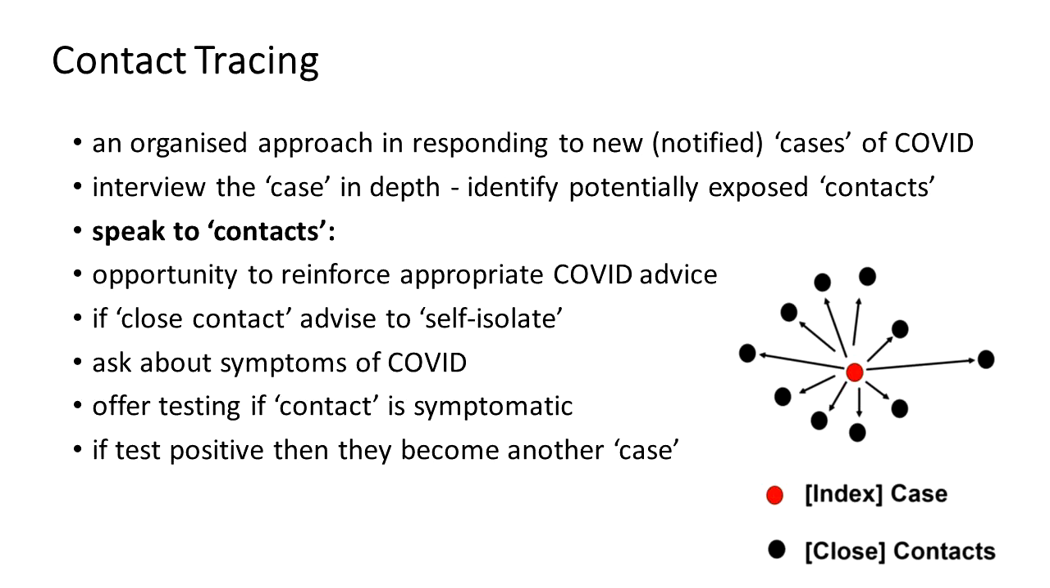We ask them about whether they have any symptoms that may be related to COVID, and if the contact reports that they have symptoms, then we can offer them testing, and if they test positive, then they themselves become a case. So the contact who tests positive then becomes a case, and the whole thing starts again. We start looking for additional contacts they may have had.